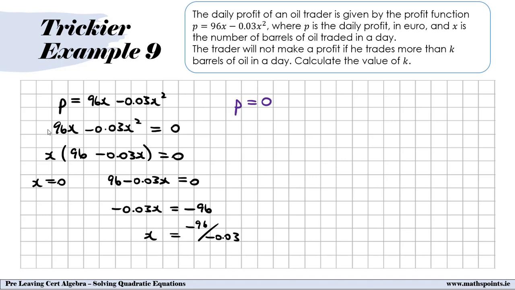Minus divided by a minus is a plus, and 96 divided by 0.03 is 3,200. So the two scenarios in this question where the company could make a profit of €0 are if they traded no barrels or if they traded 3,200 barrels. So a good example of a question where the factorization is by common factor rather than the quadratic factorization we saw in most of the examples in the session.